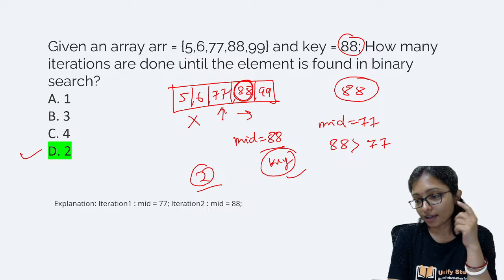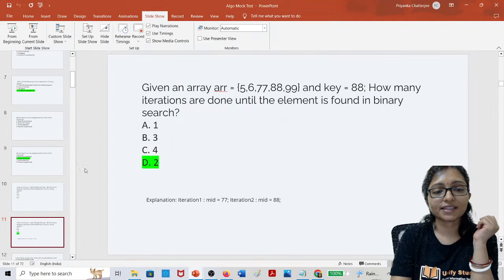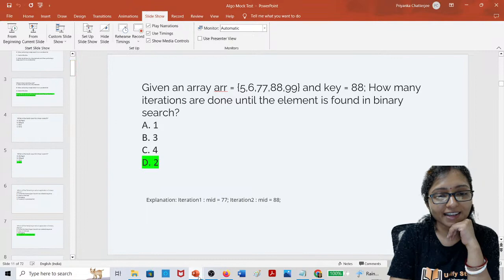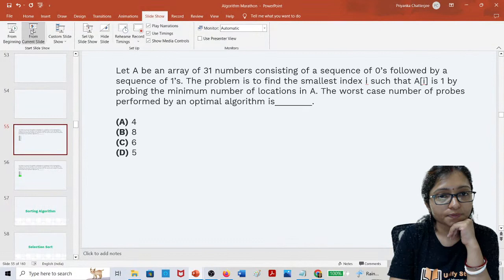Yes, so here the question is clear, I hope. For the concept, we play the game also in our paid course for binary search. You remember that, that's good. So now do another question. Do this one. What will be the answer for this one?